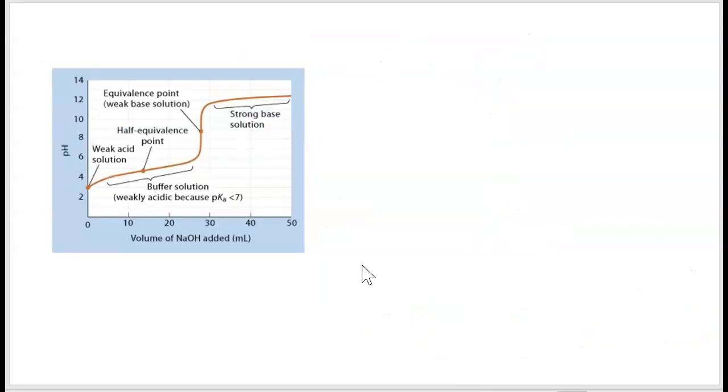In the last curve that we're going to look at in this video, I want you for a moment to ignore all these labels. Just look at the curve. You can see that the equivalence point here is at pH 9, which is in the basic range.